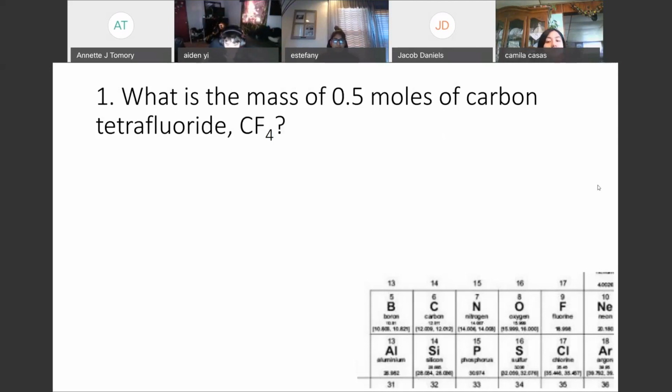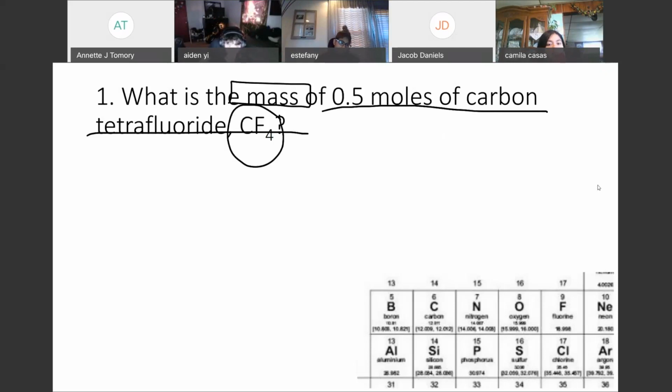What is the mass? We're looking for the mass of 0.5 moles of carbon tetrafluoride, and they actually give you the chemical formula. If we see mass, what do we have to figure out before we can do anything else? We need a periodic table, that's right. We need to figure out the molar mass.